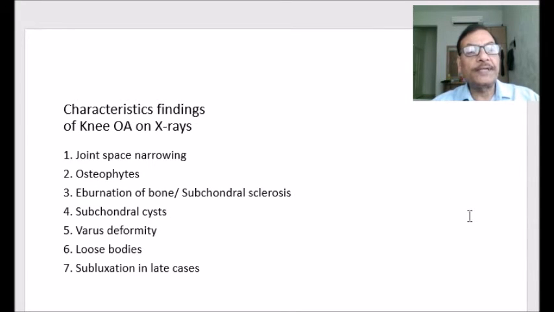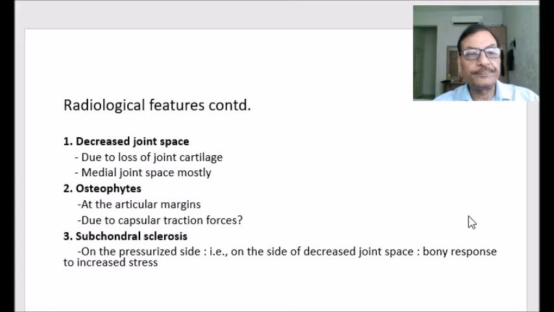So what could be the characteristic findings? Joint space narrowing will be seen, osteophytes will be seen, hibernation of the bone, also called subchondral sclerosis. There may be subchondral cysts. There may be varus deformity. There may be loose bodies, and in extreme late cases, there can be subluxation.